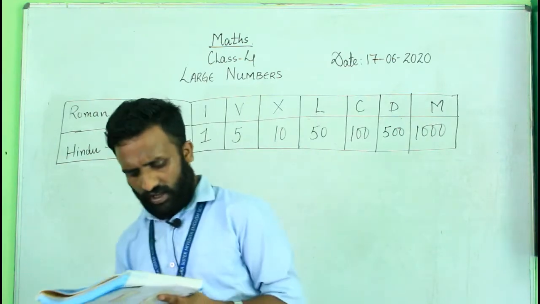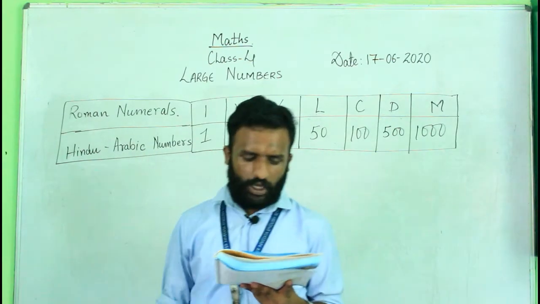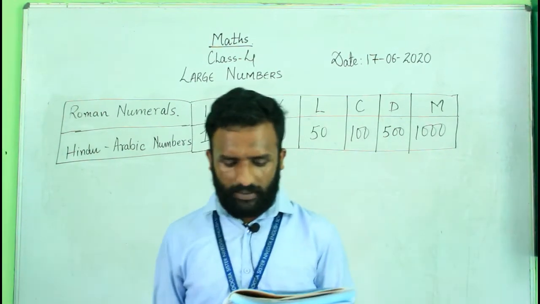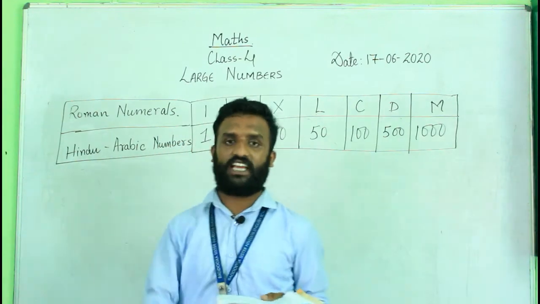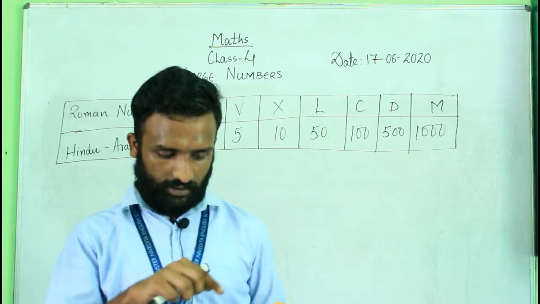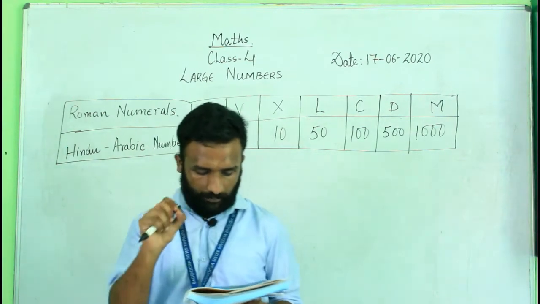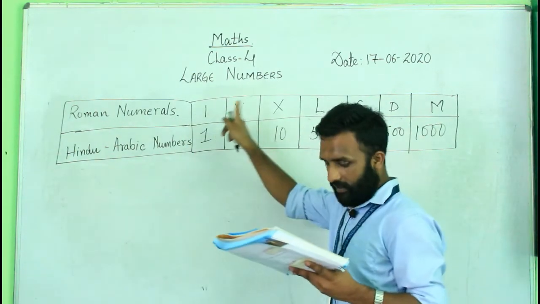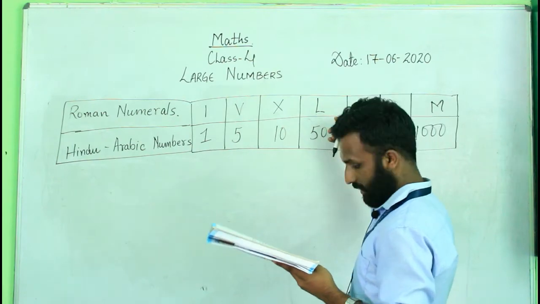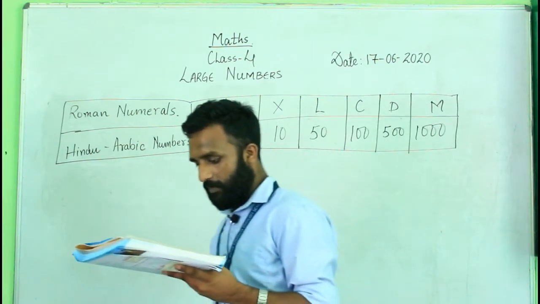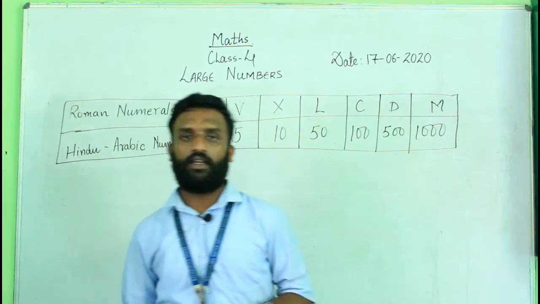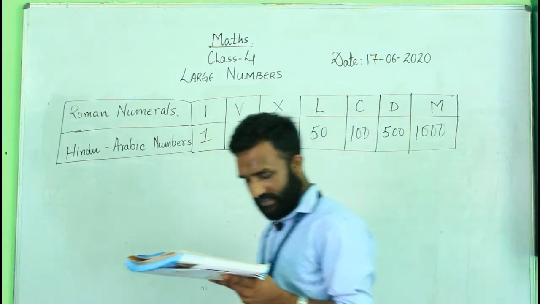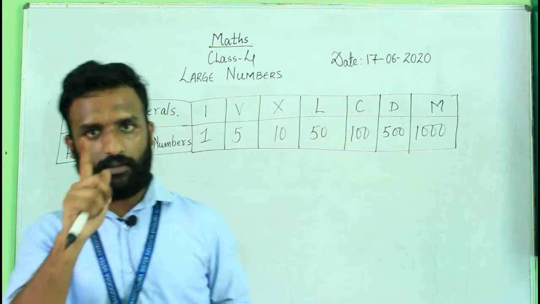In rule 2, what does it say? Repetition of a letter means addition. Some letters can be repeated up to 3 times. The letters I, X, C and M can be repeated up to 3 times at a given time. The letters V, L and D can be repeated only one time.